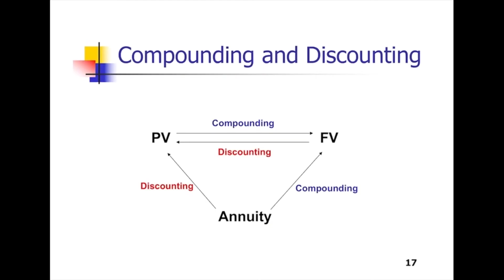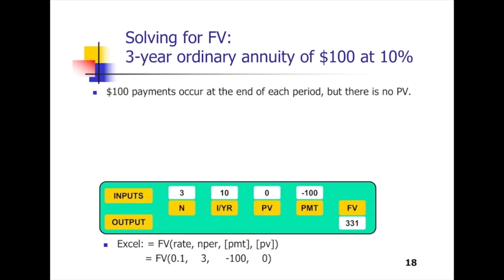At the previous part, calculating future value, we called compounding, and calculating present value, we called discounting. Annuity is the same. The solving for future value of annuity, we called compounding, and calculating present value of annuity, we call that as a discounting. This slide shows the example about the compounding of annuity. So solving for future value, 3-year ordinary annuity of $100 at 10%.